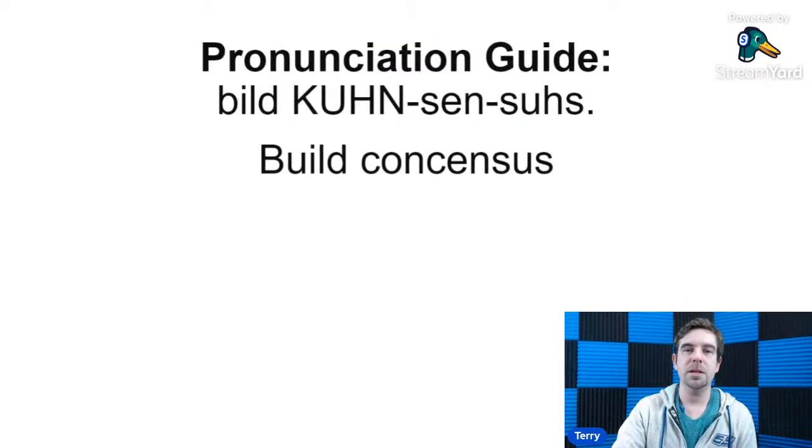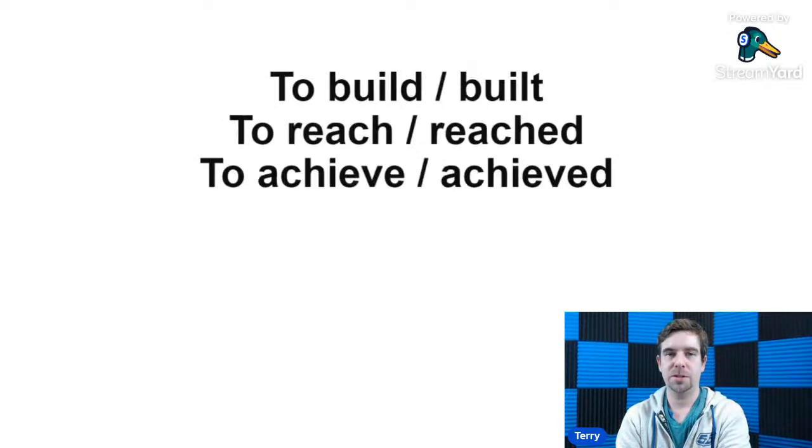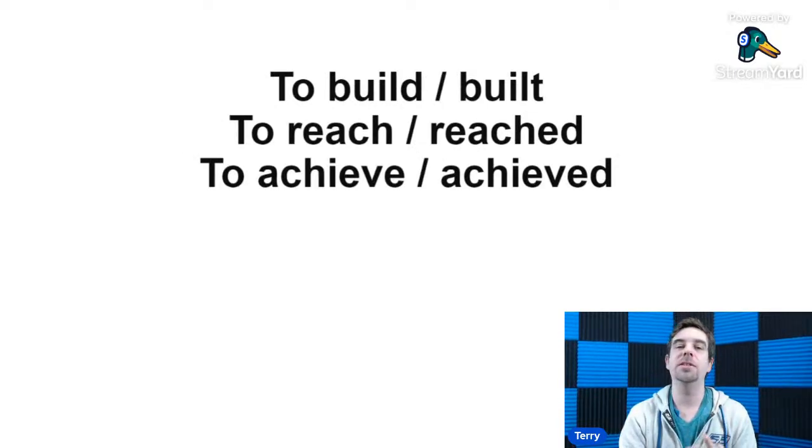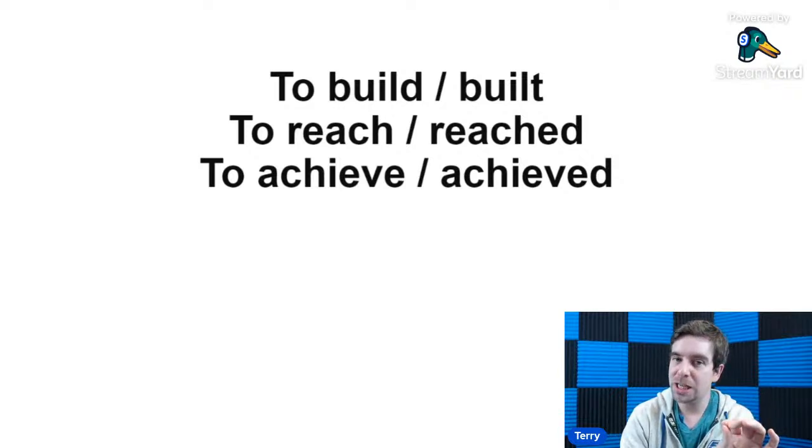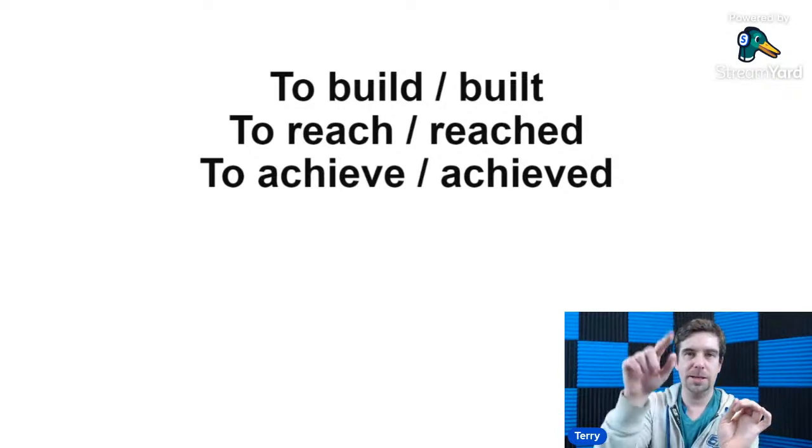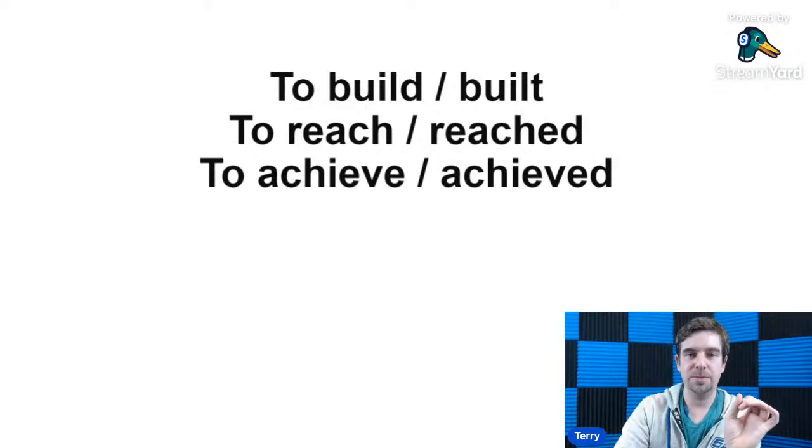Okay, so we have build consensus. Consensus, to build consensus. Now, the past tense here is build, built, reach, reached with the T sound, reached, to achieve, and achieved with the silent E, achieved.